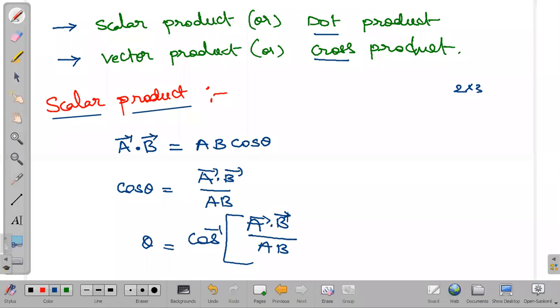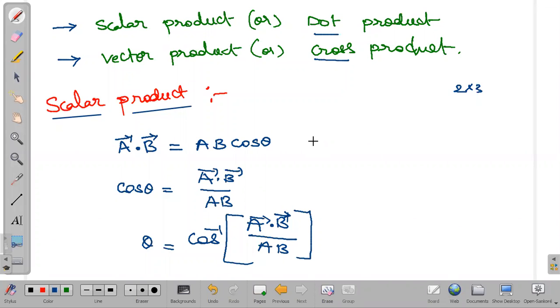So only for vectors we put the dot here. We don't need to put it for the magnitudes, because they are not vectors, they are magnitudes, right? Now, there are some properties of vectors in scalar product. We will see them and we will continue.